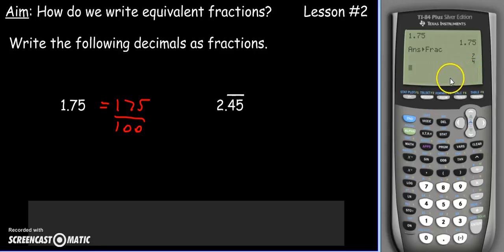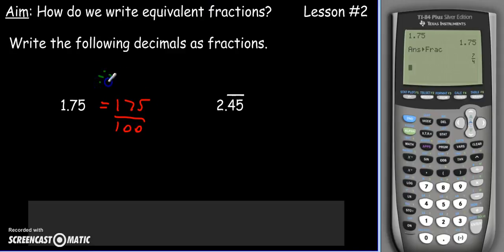Alright. Now, we all know that 4/8 of a pizza pie is the same thing as eating half of a pizza pie. So the question is, how do we go from one fraction to an equivalent fraction? That would be to multiply or divide the numerator and denominator by the same value. So in this case, what goes into 175 and 100 evenly? 25 appears to. Alright, so we're going to divide them both by 25.